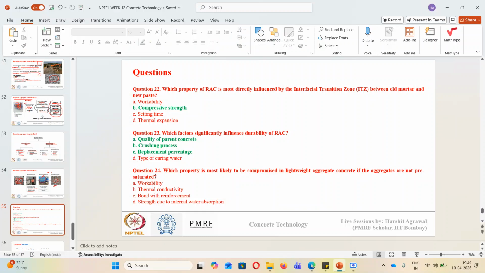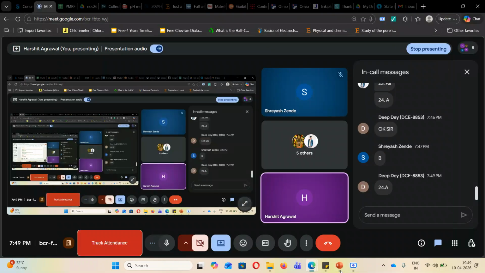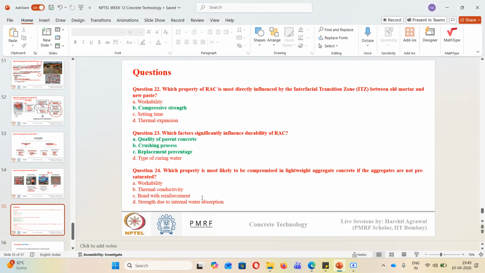Question number 24. Which property is most likely to be compromised when we use a lightweight aggregate concrete if the aggregates are not pre-saturated? Using recycled aggregates also we can make lightweight aggregate concrete. What property will be compromised if we don't soak the aggregates initially? Yes, the correct answer is workability.